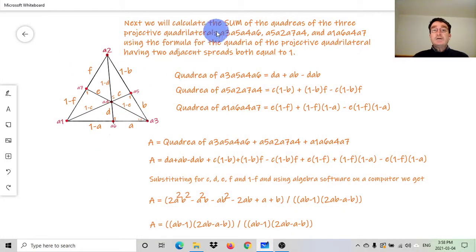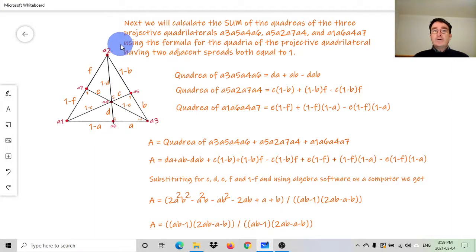Next, we will calculate the sum of the quadrias of the 3 projective quadrilaterals. So that's A3, A5, A4, A6. That forms a projective quadrilateral, these 4 points, as well as A5, A2, A7, A4, that forms another projective quadrilateral. And A1, A6, A4, and A7 forms a third projective quadrilateral.